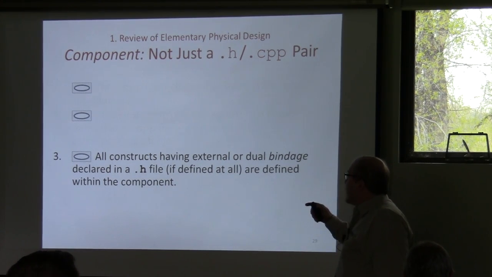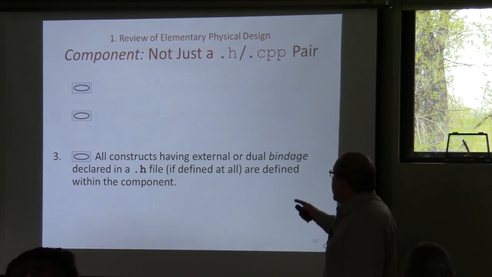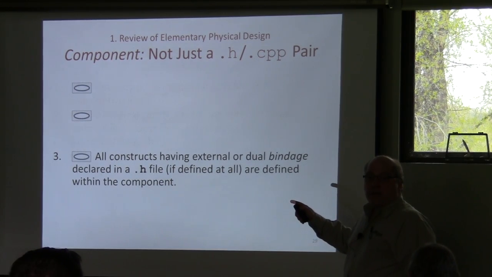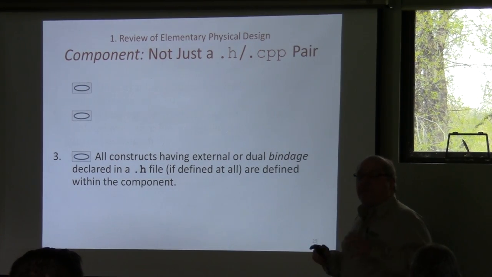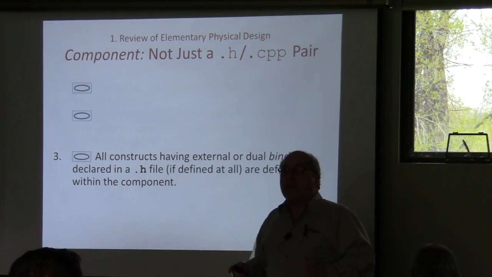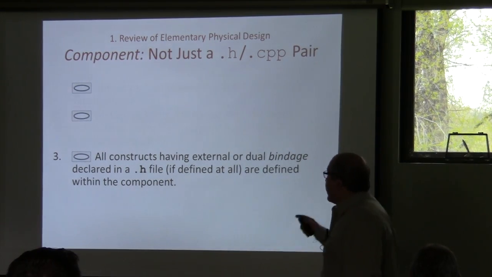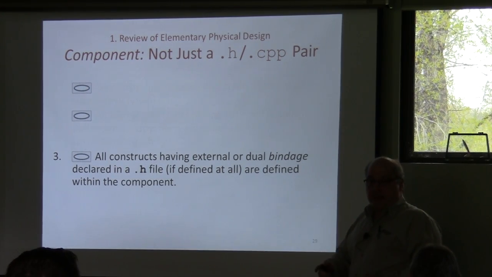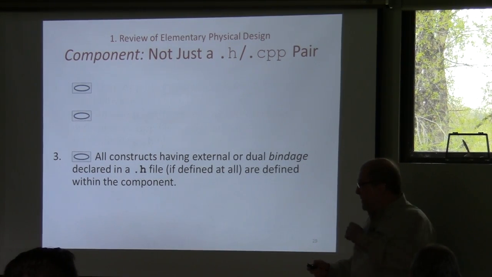And so now we're saying if a construct has anything other than internal bindage, we do not want to declare it locally in any component where the definition doesn't exist as well. In other words, you want to say forward declaration or local declaration. There are no local declarations of anything other than internal bindage things. Okay, that gives us a notion of where something lives, what component defines it. And that's important for us to understand how to discuss physical dependencies.